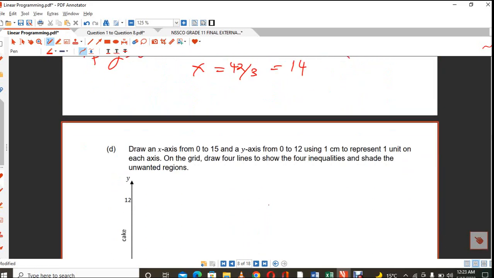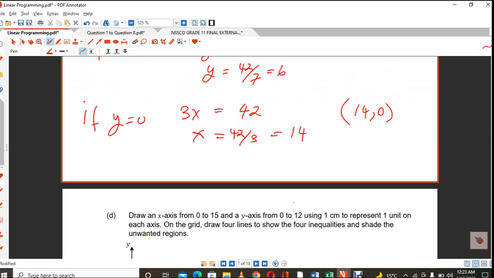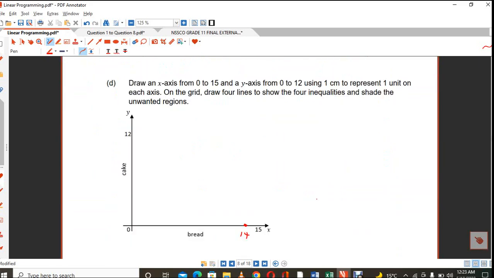So (14, 0), say 14 is somewhere here, and the other one will be (0, 6). So maybe halfway here, (0, 6). That will be the point there, and it's dotted lines, I mean straight lines. So that's what you're going to do. And the inequality was less than, so you are going to effectively shade whatever is above the line. That is the part that we'll be shading as far as that one is concerned.